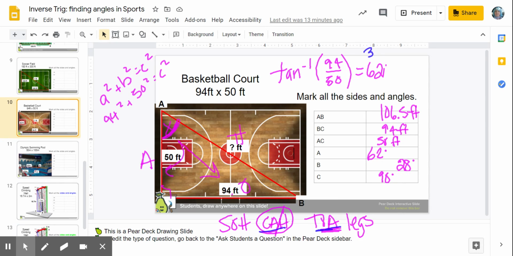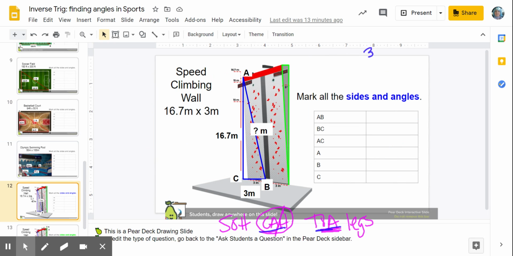I don't like how slide 12 is looking right. I was so excited to learn about a speed climbing wall last week that I had to add one in. So on slide 12, we're looking at the blue triangle only.